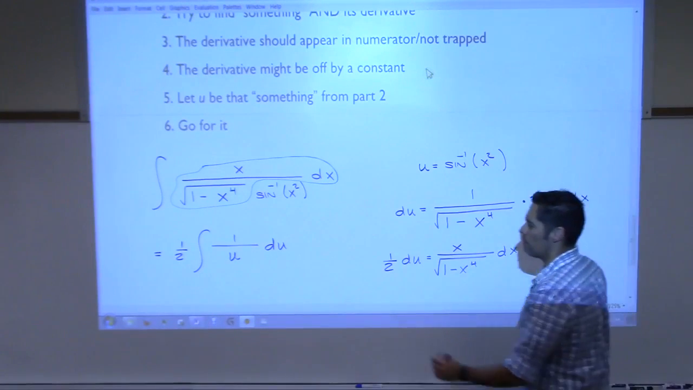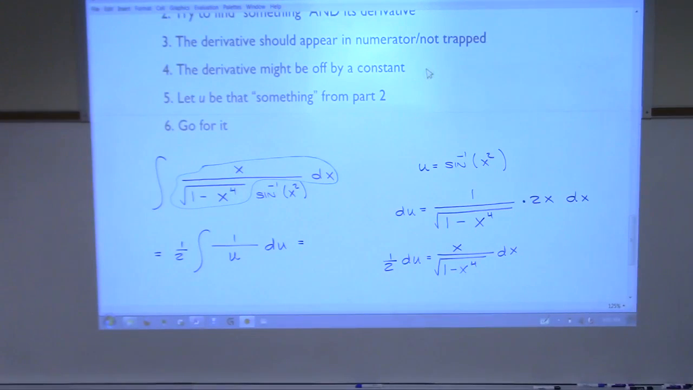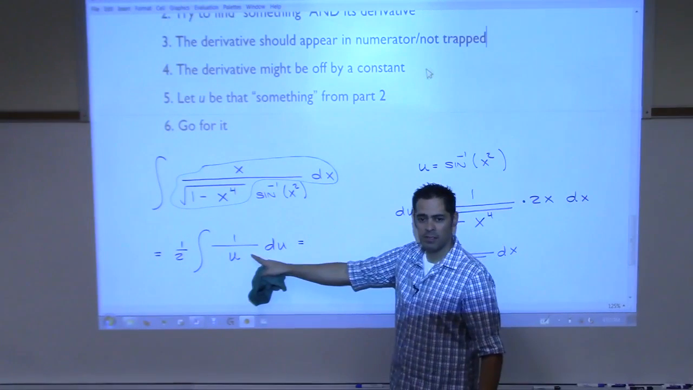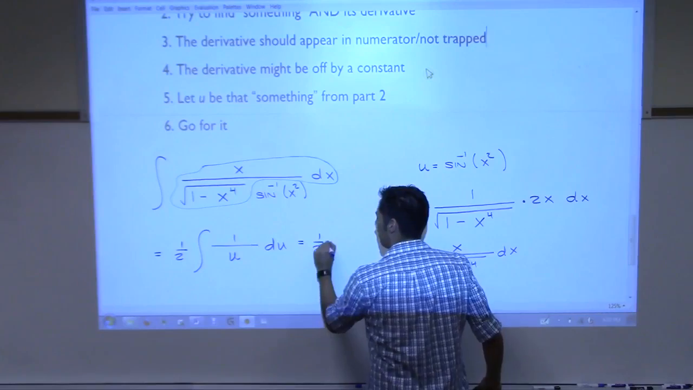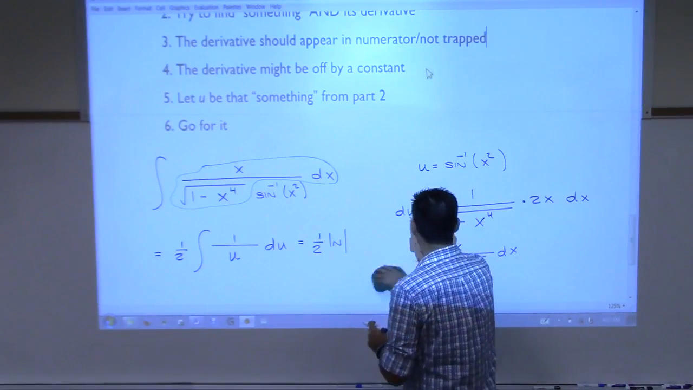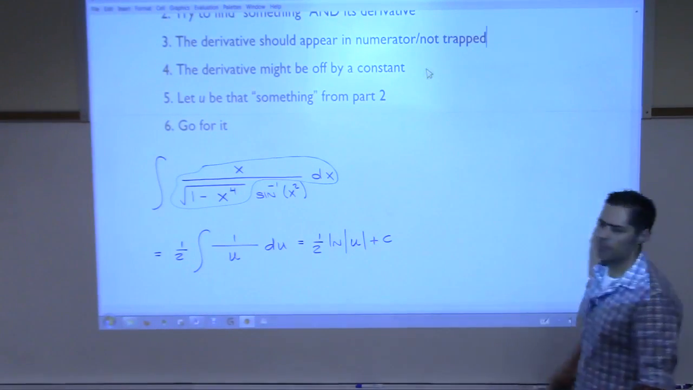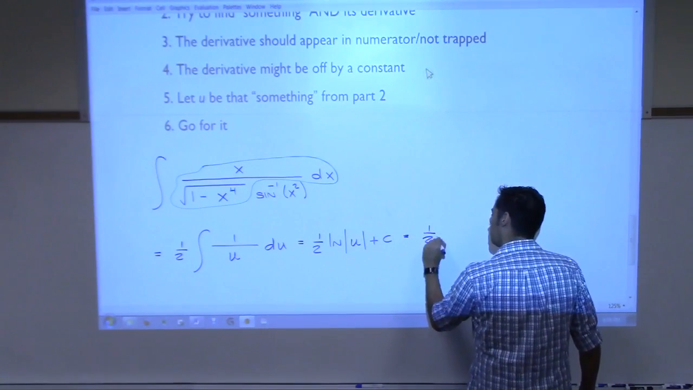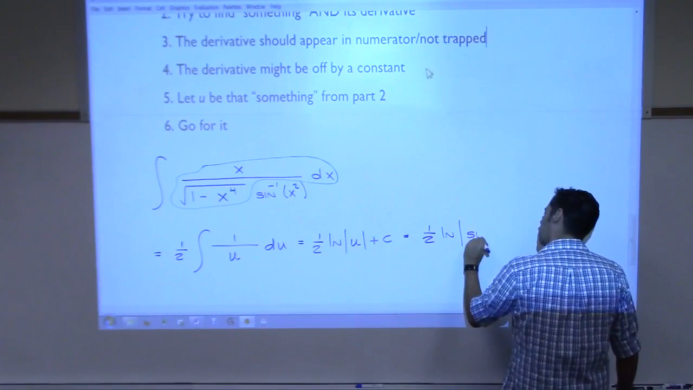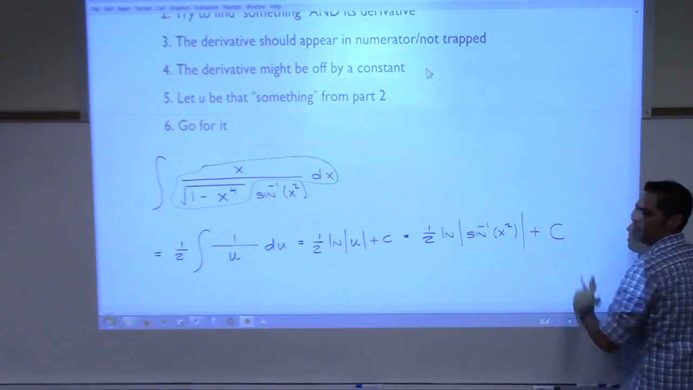So u to the -1 plus 1. Oh wait, that would be natural log. That's right. Okay, so this is the special case. This is u to the -1, isn't it? That's the special case. So we have 1/2 natural log absolute value of u plus c. And then replace u. So you should get a final answer, 1/2 natural log of arc sine of x squared, close it off, absolute value plus c.